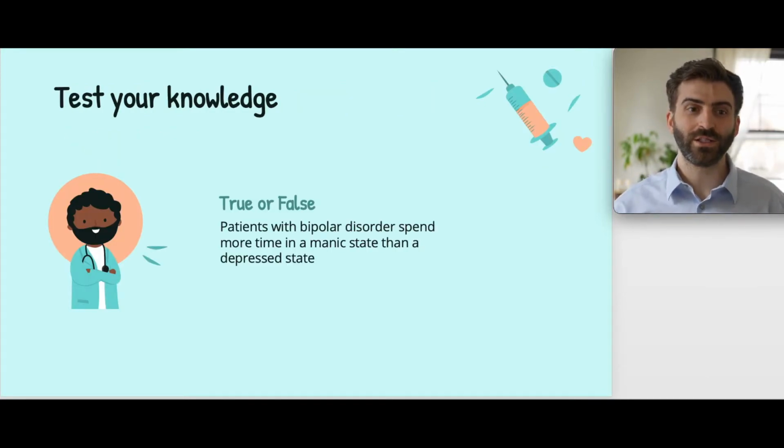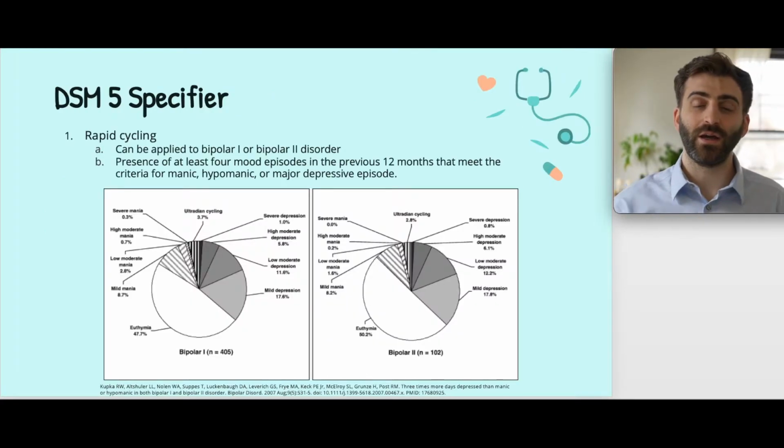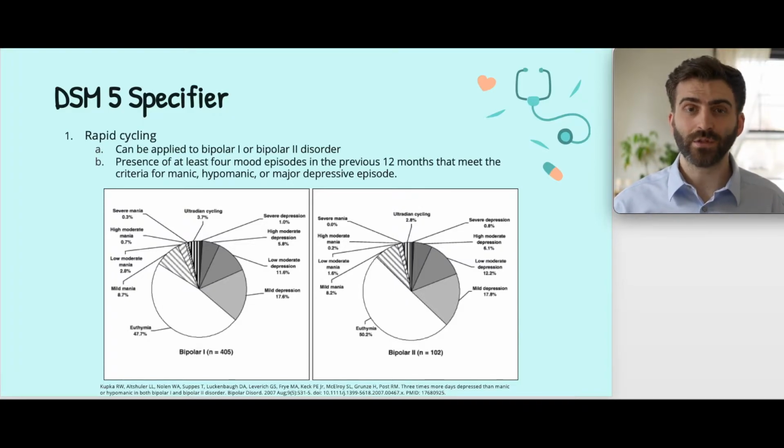So test your knowledge. Patients with bipolar disorder spend more time in a manic state than a depressed state. So again, feel free to pause and think about it. But the answer is a depressed state. So the patient spends most of the time in euthymia. So about 50% of the time their mood is okay. Their mood is in euthymia.